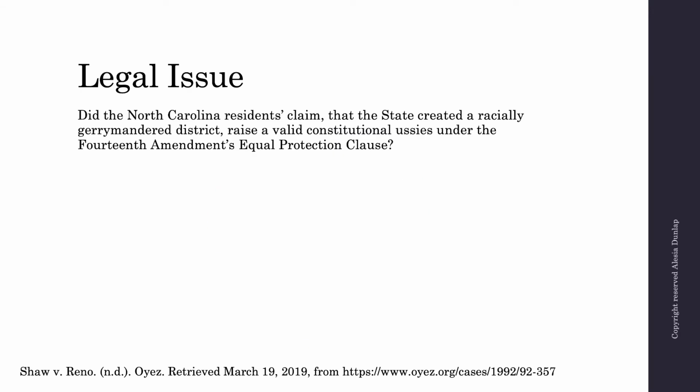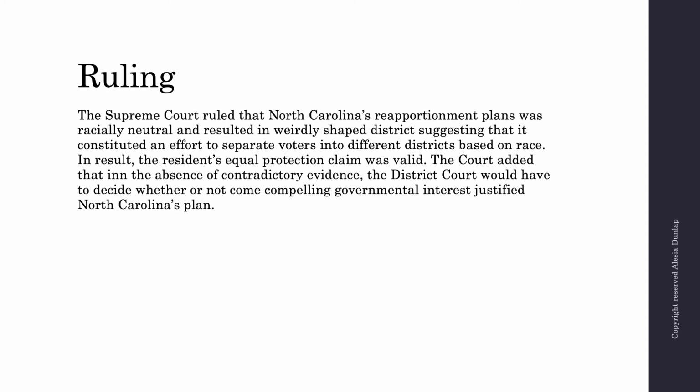So the legal issue brought up to the Supreme Court was: did the North Carolina residents' claim that the state created a racially gerrymandered district raise a valid constitutional issue under the 14th Amendment Equal Protection Clause? And the Supreme Court ruled that North Carolina's reapportionment plan was racially neutral on its face yet resulted in weirdly shaped districts, suggesting that it constituted an effort to separate voters into different districts based on race. As a result, the residents' equal protection claim was valid.